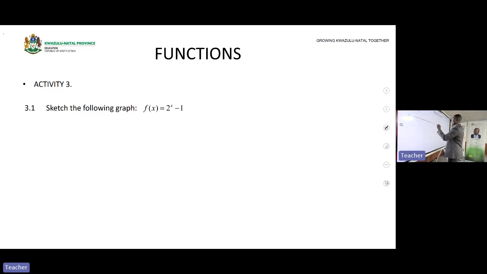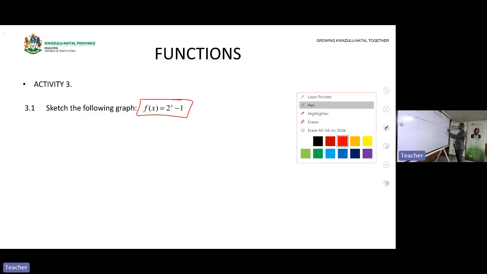Now, sketching this graph will require us to do the very same thing. It will require us to calculate the x-intercept as well as the y-intercept. But it's also important to note that this graph has what we call the horizontal asymptote. Remember, the hyperbolic function has two asymptotes, the horizontal asymptote and the vertical asymptote. But this one only has one asymptote, which is called the horizontal asymptote. As we sketch this graph, you are going to see what I mean.